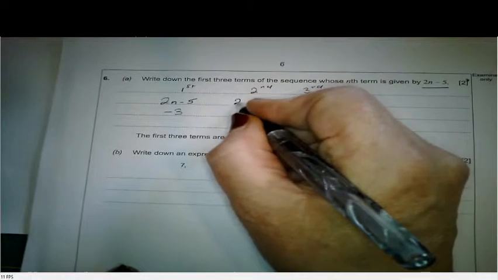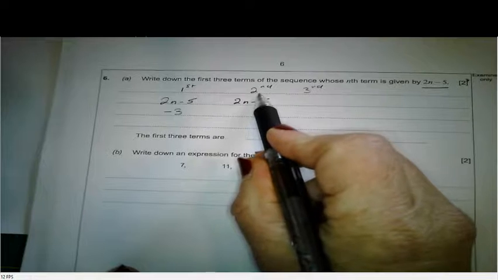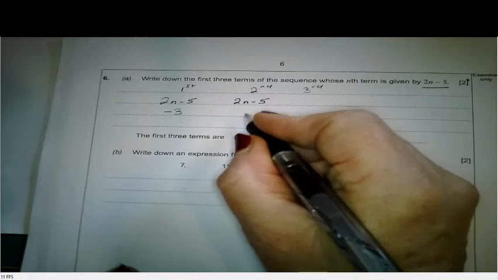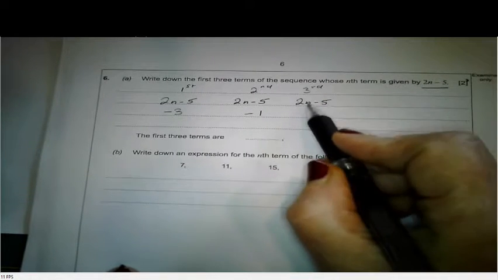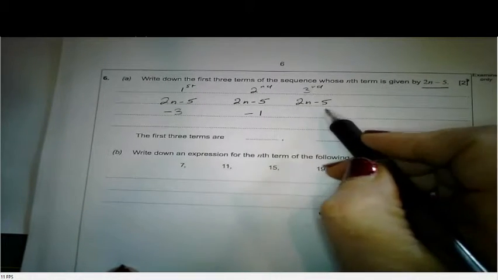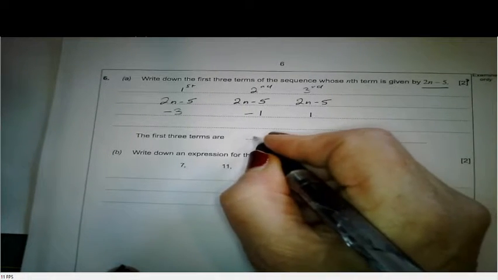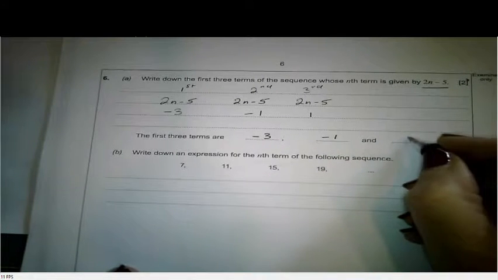Second term is 2n minus 5, where n is 2, the second term. So 2 2's are 4 minus 5, which is minus 1. And the third term is 2n minus 5, where n is 3, 2 3's are 6, minus 5, and the answer is 1. So the first 3 terms are minus 3, minus 1, and 1.